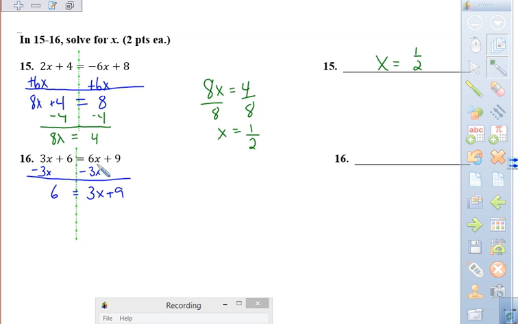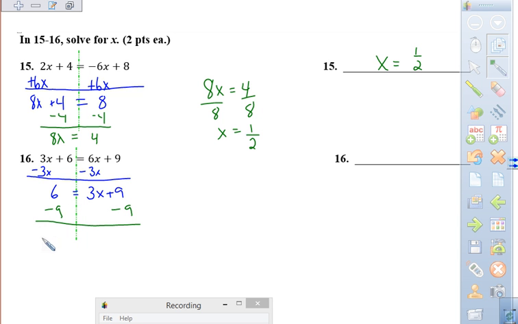Number 16, I want to get my letters together. Well, if I subtract 6x, I end up with a negative, and I didn't want to do that. So I did this one a little different. I subtracted 3x on both sides. So 6 minus 3 gives me a positive 3x. If you did it the other way, you would have a negative 3x over here, which is fine, because at the end we're both going to get the same answer.